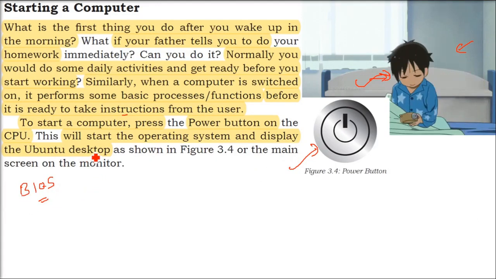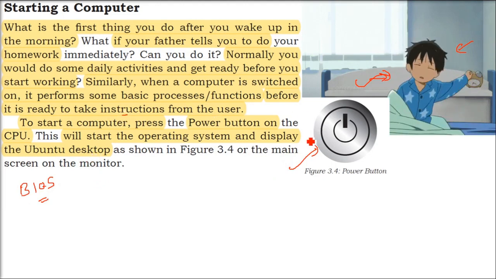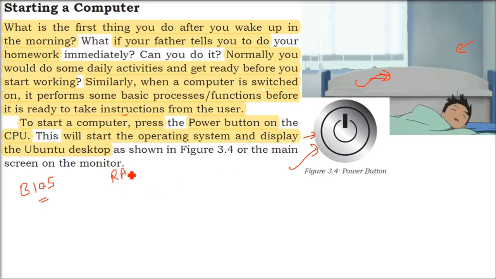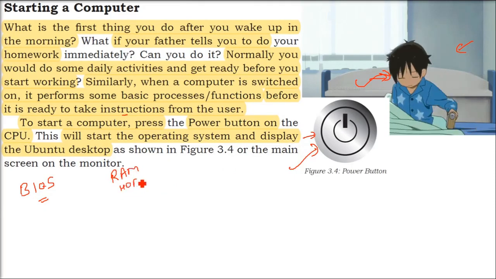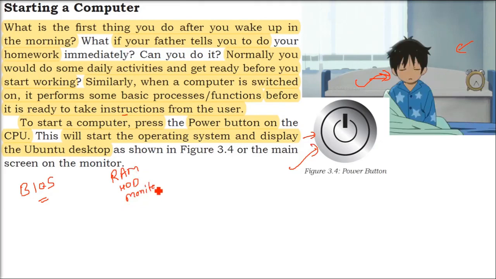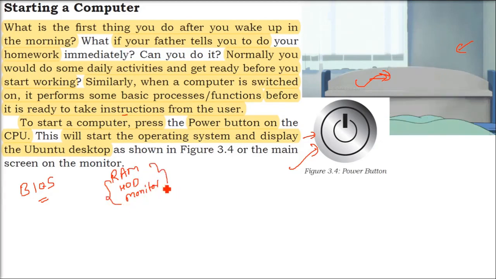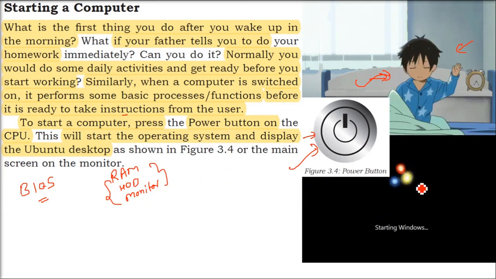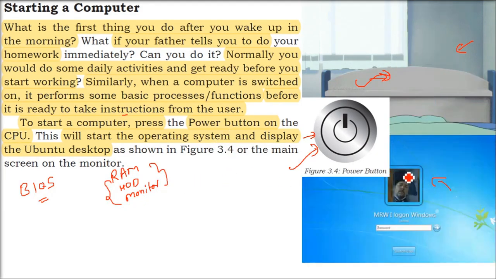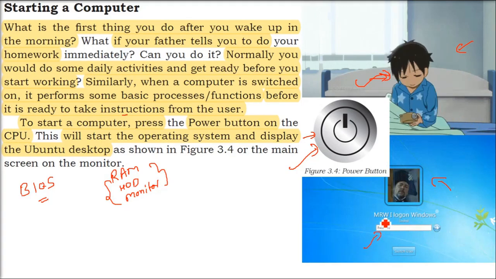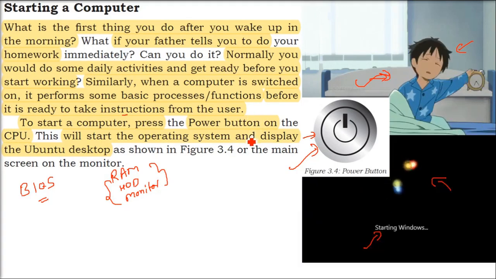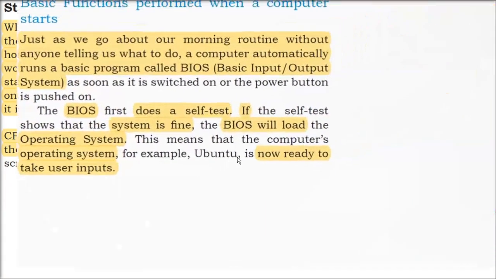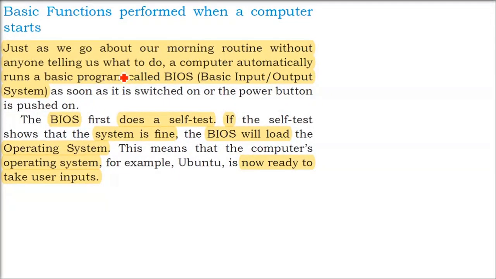So we have the BIOS, basic input output system, and the POST, power on self-test. All these are run to find out whether the RAM is working properly or not, the hard drive is working properly or not, the monitor is working properly or not. Now when this is done, the hardware will give control to the operating system. So now the operating system is open. You can log in now and start working. Now it can take your instructions.